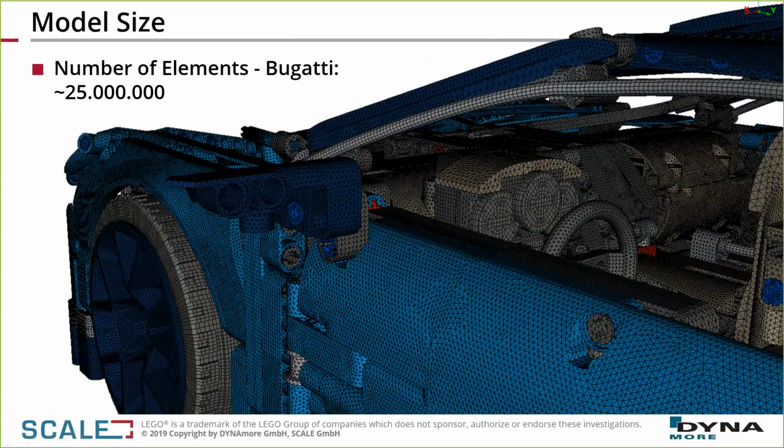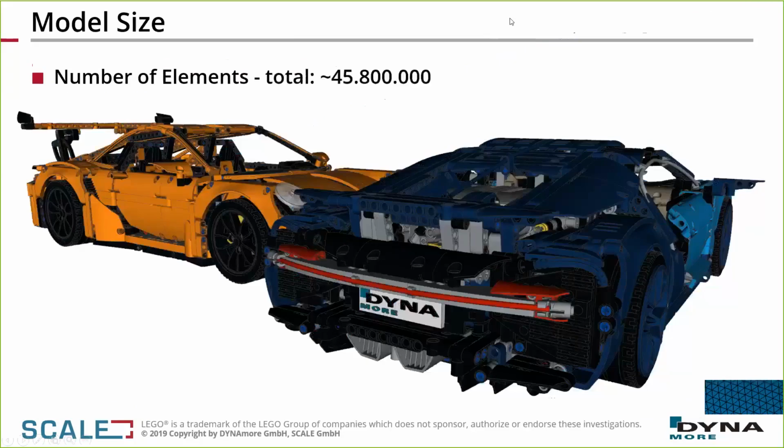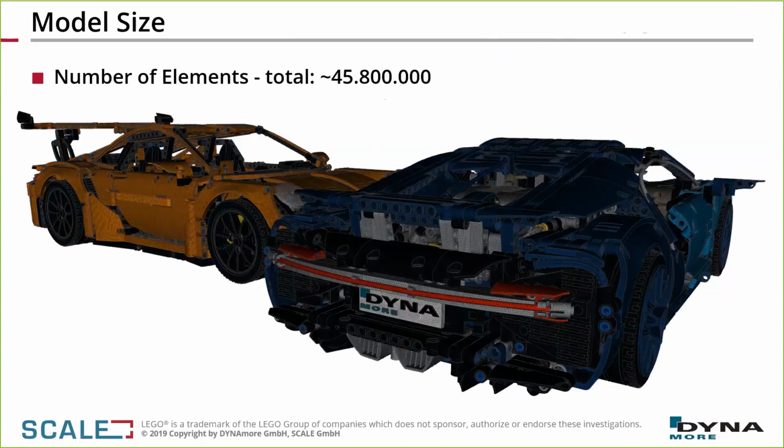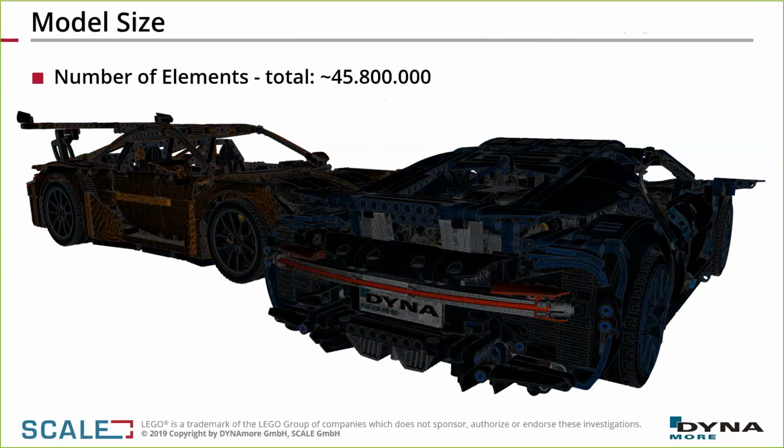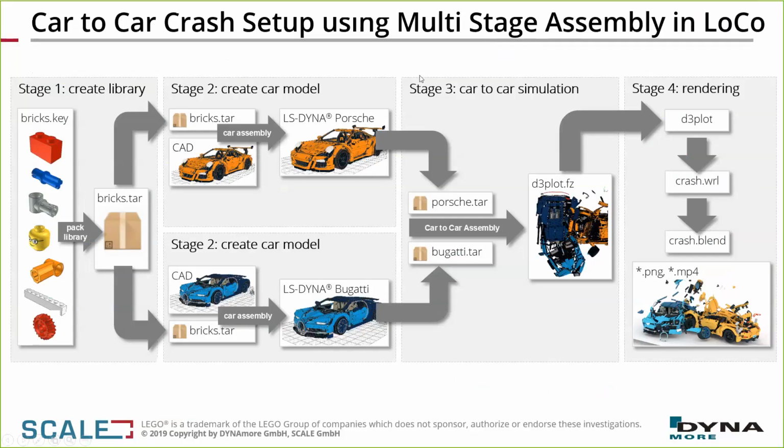After measuring the bricks, which was mostly done in Stuttgart this time, we came out with the Bugatti model, which had 25 million elements, which is quite big. However, putting it together with the Porsche model, which had 46 million elements, was quite a challenge because it is a really big model. Fortunately, we could do the simulations then at HLRS in Stuttgart because at DYNAmore, at scale, I do not have the computing resources to do that.